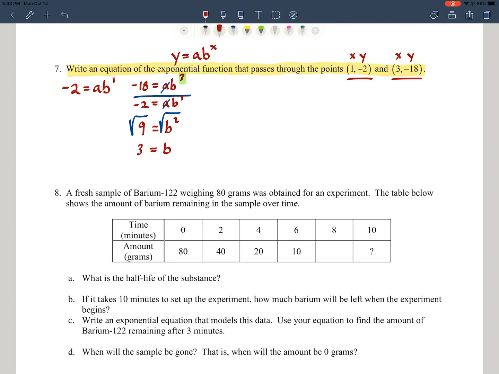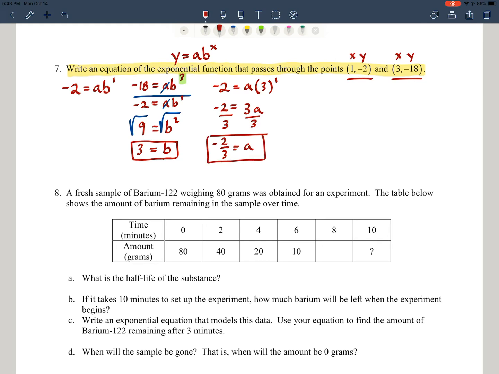And remember, you don't need to worry about the plus or minus on this because b has to be a positive number. So now that we know what b is, we'll take this value and substitute it in for b into our other equation. So we're going to say -2 is equal to a times 3 to the first power. Well, that simplifies to 3a is equal to -2. And when we finish solving it there, we'll have -2/3 is equal to the value of a.